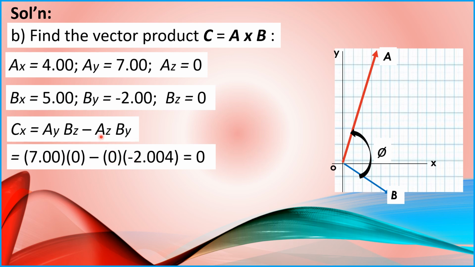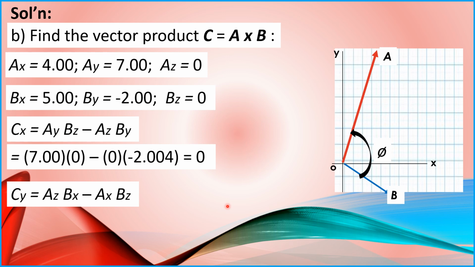Likewise, az is also equal to 0, so that even if by has a value equal to negative 2.00, multiply it by 0, of course, the magnitude of cx will still be equal to 0.